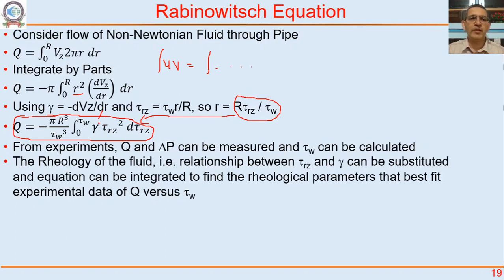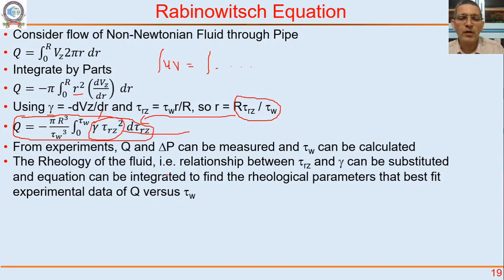Now depending on what stress strain relationship you have, we substitute that relationship here, whether it's a Bingham plastic, a pseudoplastic shear thinning, or a dilatant shear thickening. We can substitute that here and get an expression for flow rate. So experimentally, when we measure the flow rate, we can back calculate the stress strain behavior which best fits this equation. That's called the Rabinovich equation.